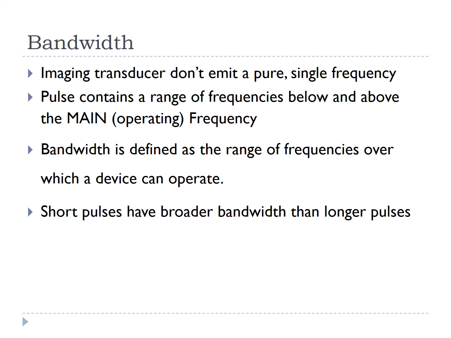The first concept is bandwidth. Bandwidth is the idea that transducers do not operate at one frequency. They actually have a range of frequencies besides the main frequency that the machine can operate it at. Shorter pulses are going to have a broader bandwidth when compared to longer pulses. This is due to the damping material and the characteristics of wavelength and frequency.